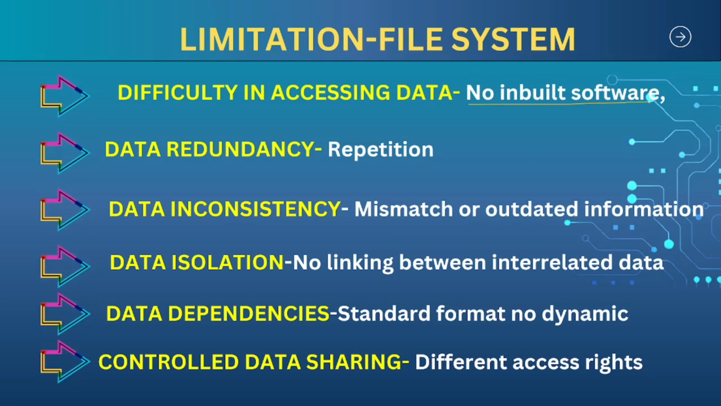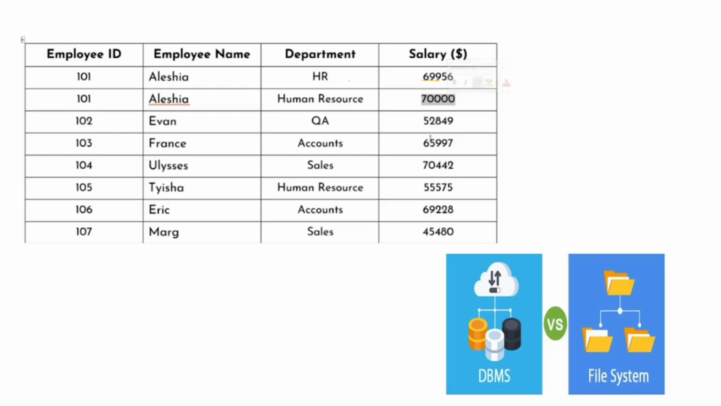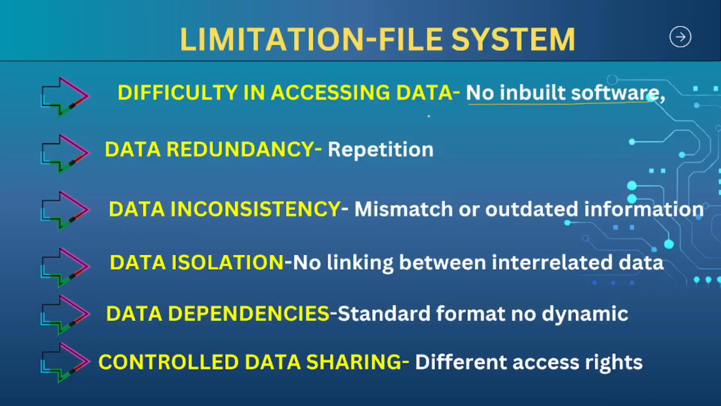No inbuilt software. For example, this is my table. I want to check who all got a salary greater than 70,000 for the employee. So I have to check manually who all get more than 70,000. There are tools available in Excel, but when you are maintaining it in a Word document, there are no such tools. And Excel also has a limitation, so you have to check manually again to get the report. So that is a limitation. For difficulty in accessing data, you can just mention that data cannot be easily searched or accessed because no inbuilt software is available.